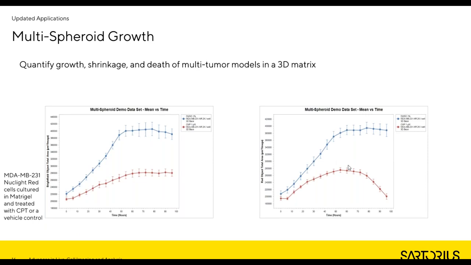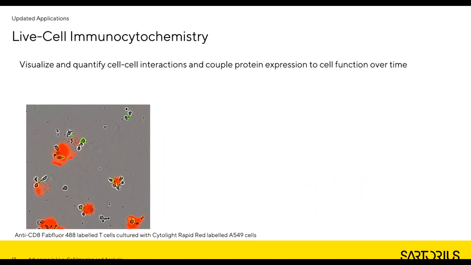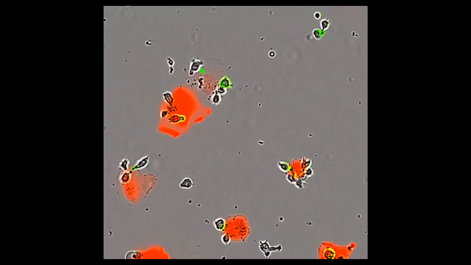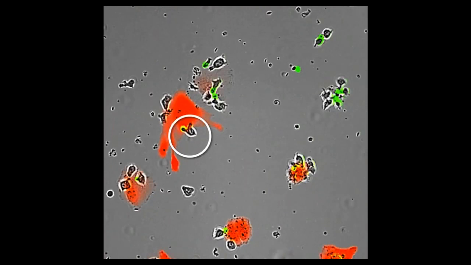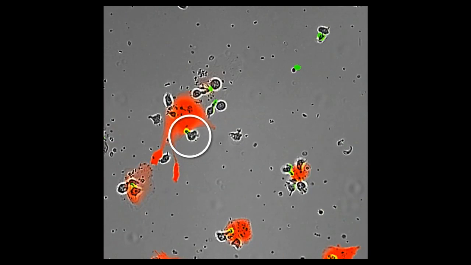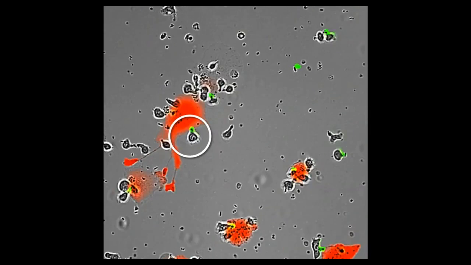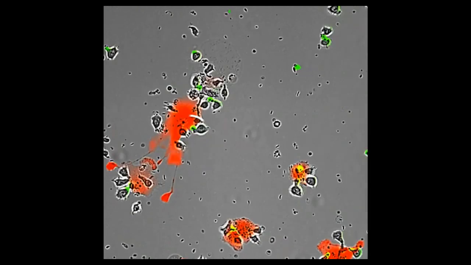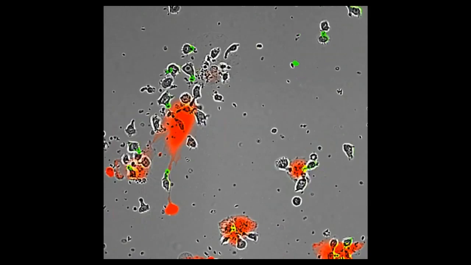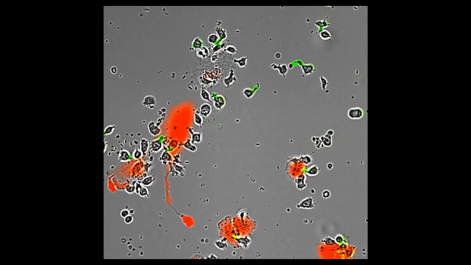Another very exciting application, and probably my personal favorite of the ones that we've introduced recently, is live cell immunocytochemistry. Here we have some A549s that are constitutively labeled in red, and we have some T cells where we've used this reagent to label CD8 on the cell surfaces. When we allow these cells to interact, you can see that these T cells are forming a synapse with these A549 target cells. And that CD8 expression is very concentrated at that synapse that's formed.